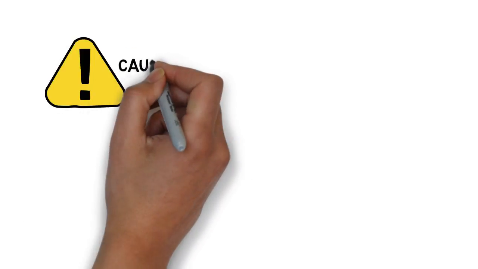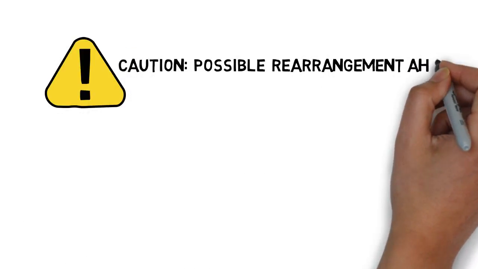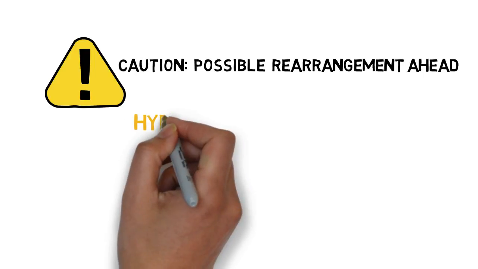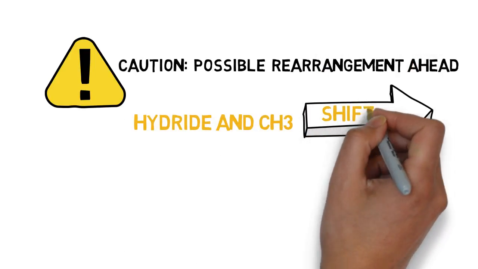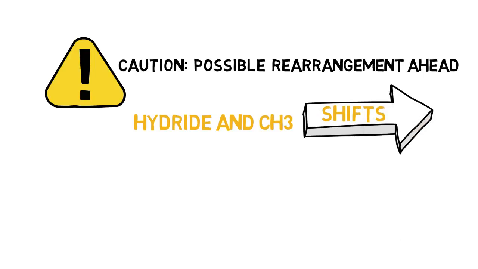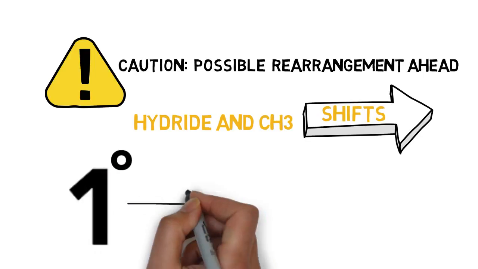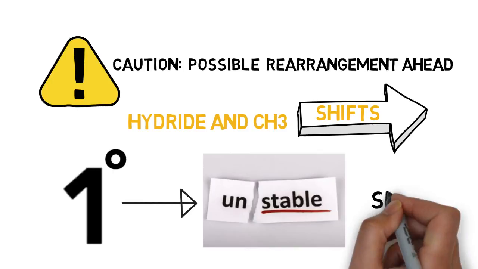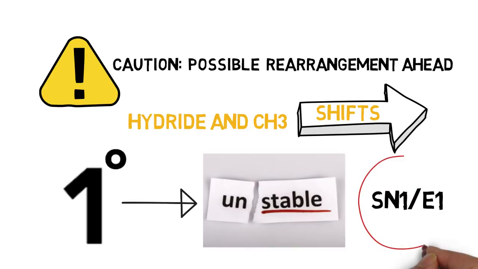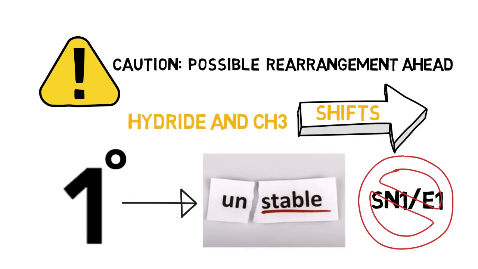Now, before going further, remember that carbocations are a warning signal for rearrangements, so make sure to consider methyl or hydride shifts that could turn the carbocation more stable, like, for example, secondary to tertiary. Speaking of carbocation stability, remember that primary carbocations are highly disfavored and very unstable, so a molecule that would become a primary carbocation after the dissociation step would typically not undergo Sn1 or E1 reactions.